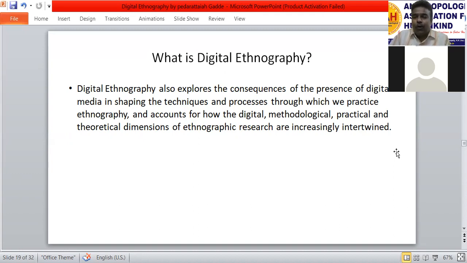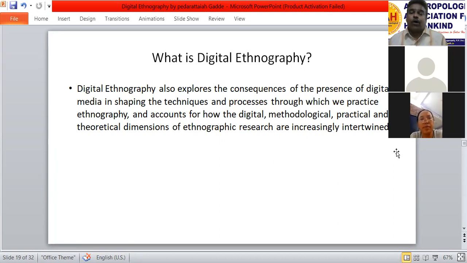Digital ethnography also explores the consequences of the presence of digital media in shaping the techniques and processes through which we practice ethnography, and accounts for how the digital, methodological, practical, and theoretical dimensions of ethnographic research are increasingly intertwined. This is very important.